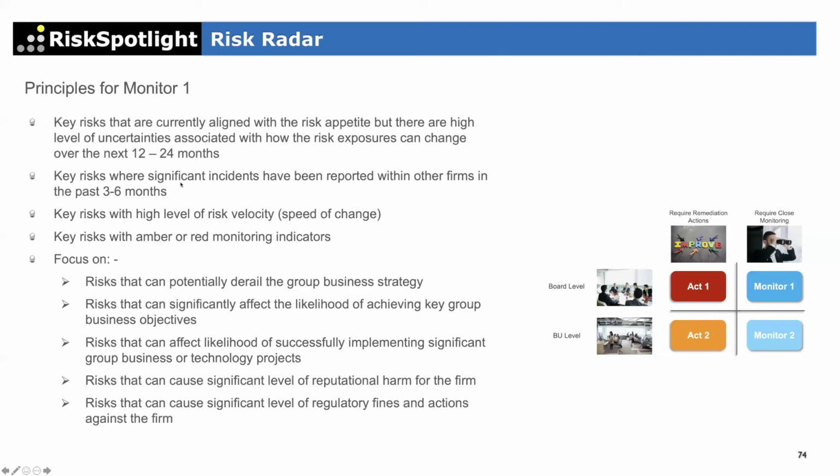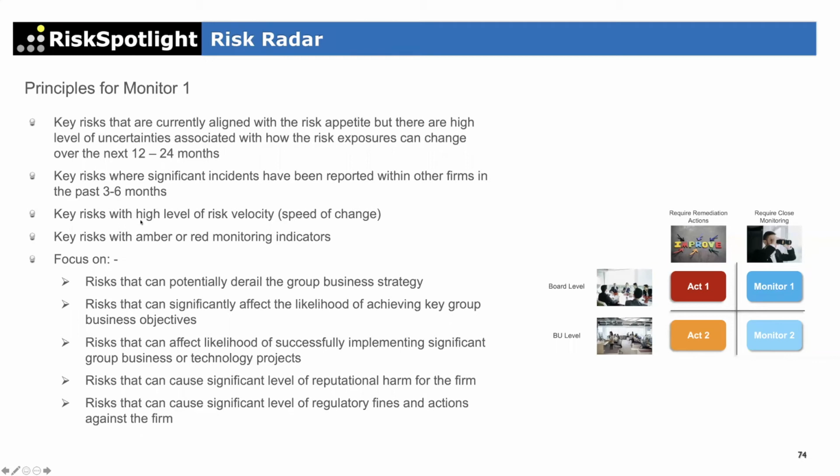Then key risks where significant incidents have been reported within other firms in the past 3 to 6 months. So if there is a significant money laundering incident reported at Westpac, then you may want to flag that so the board is aware that something has happened in the industry around that risk, and they can then ask questions to ensure that that particular risk has been managed effectively within the organization, but they at least have that visibility on what is happening within the industry.